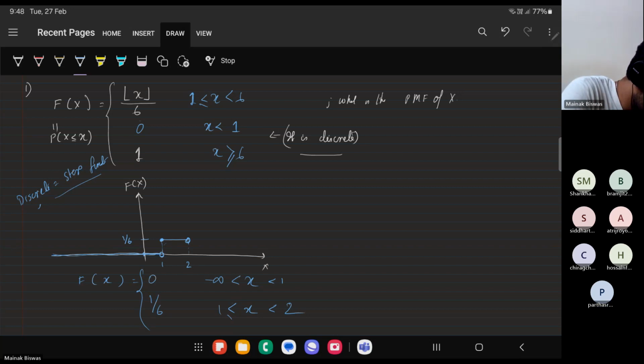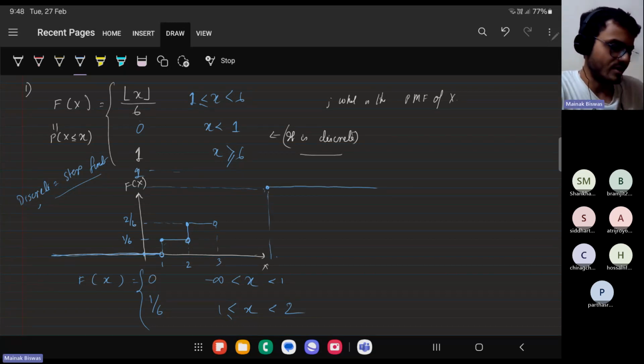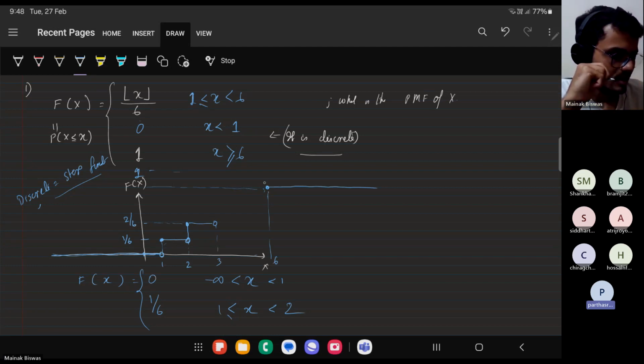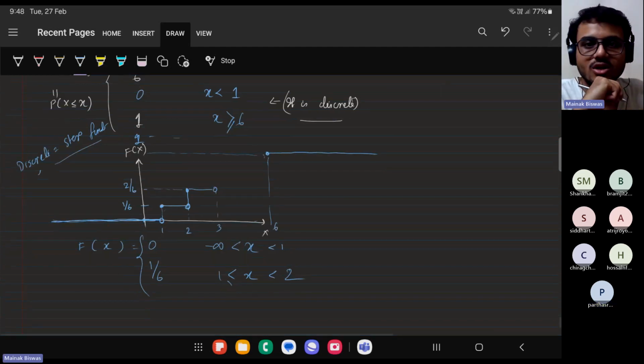Yes. And then it will go to 1 by 3, 2 by 6. Correct. And it will stay there up to 3. Correct. And like this, it will go to 6. It will reach 1. And then it will stay at 1 forever. So you see it's an increasing function or not? Here also you're getting an increasing function as expected.